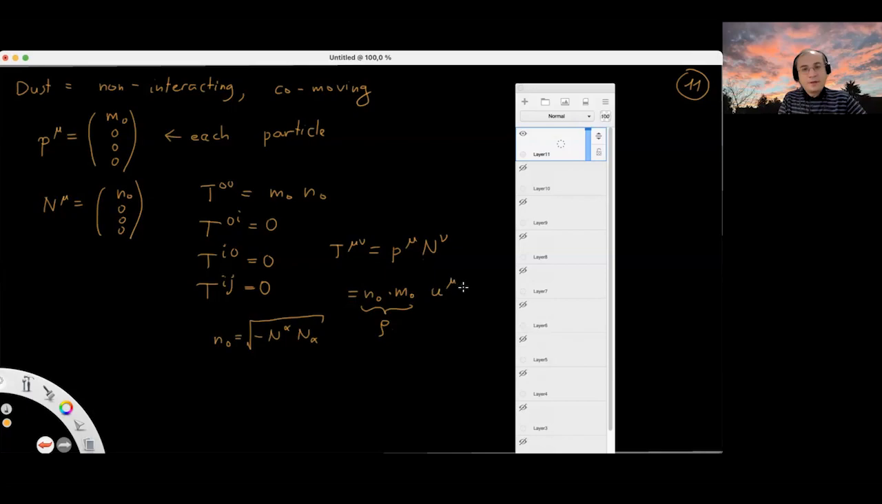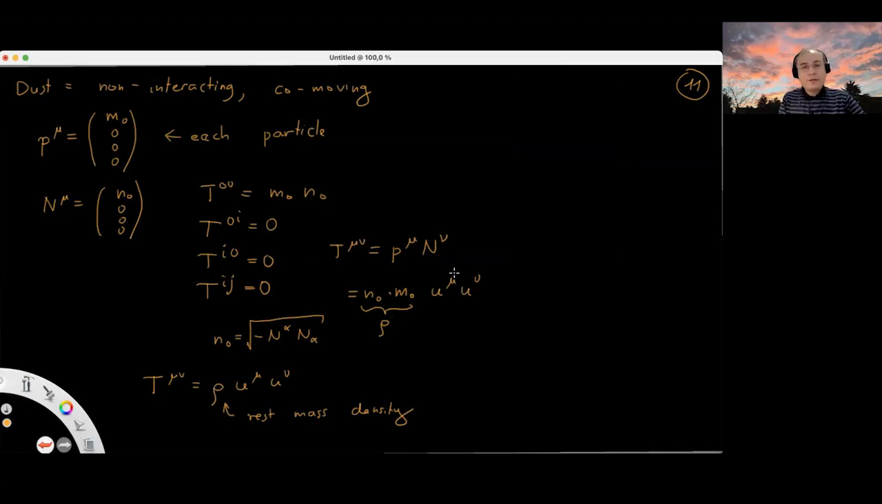And instead of that, we use u^μ and u^ν, the four-velocity of each fluid element. And this is the most common expression. T^{μν} is just equal to ρ0 u^μ u^ν. This is the, let's say, rest mass density. That's the stress-energy tensor for dust.